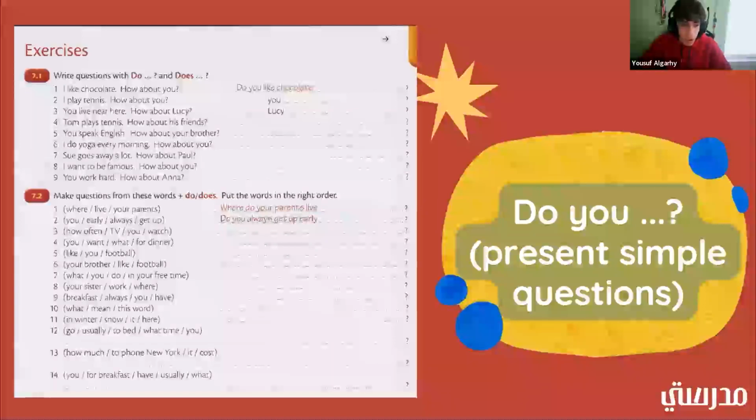How often do you watch TV? Good. Number 4, you want what for dinner? What do we do with that one? That one would be, what do you want for dinner? All right. Now, number 5, like you football. What do you do for that one?